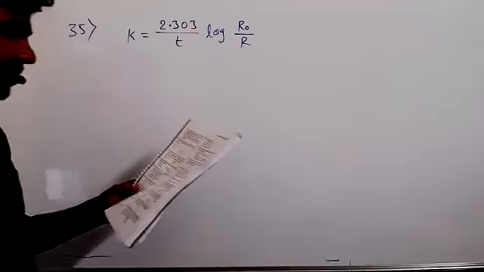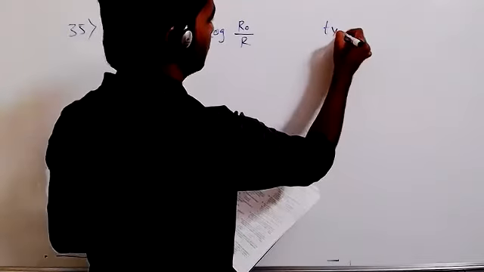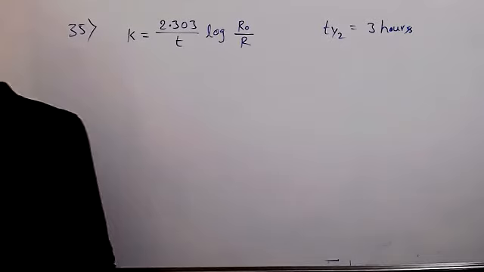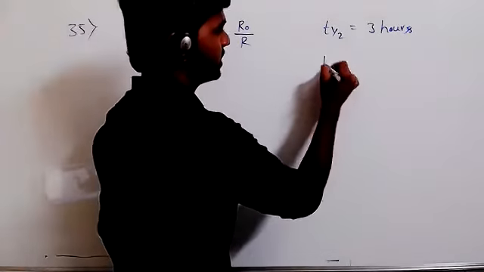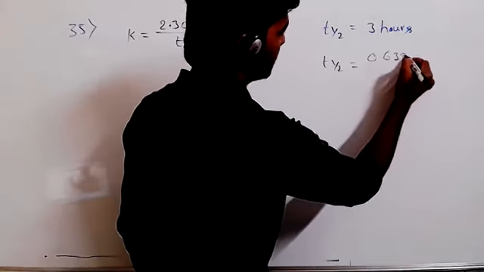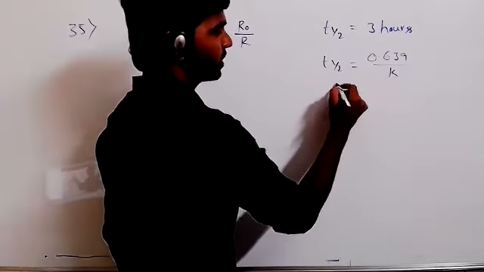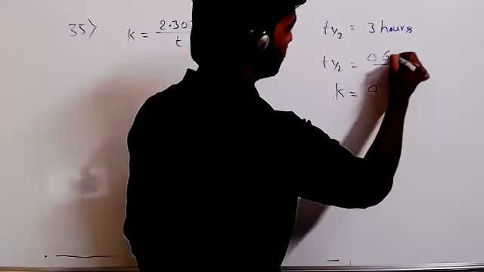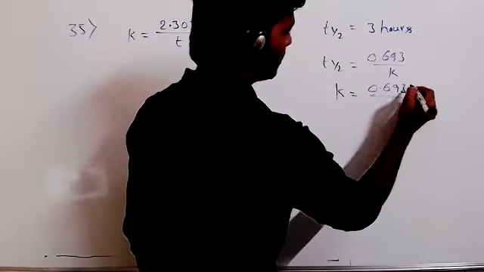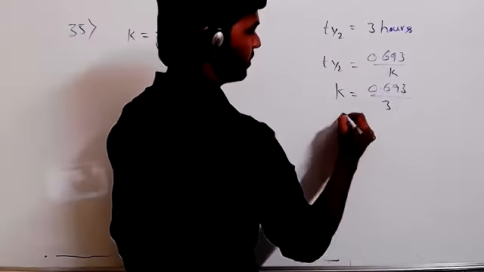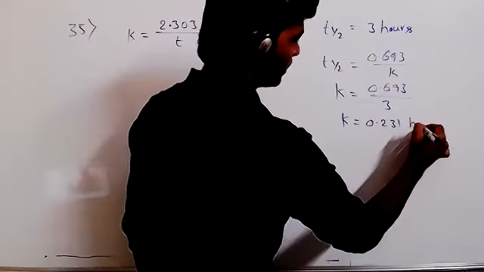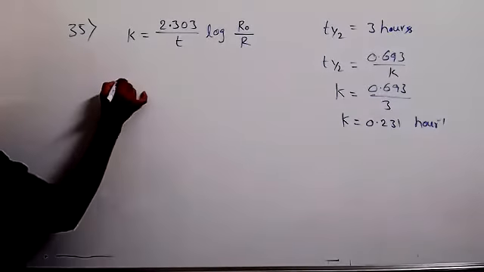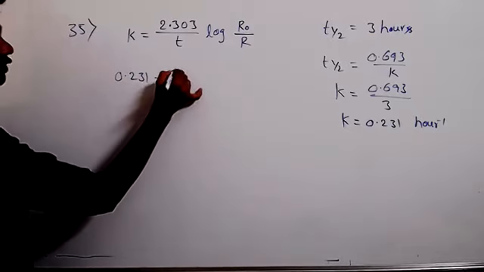And here half-life is given. T half is equal to 3 hours. What is the half-life of a first order reaction? T half is equal to 0.693 by K. So we can calculate from this information. K is equal to 0.693 by t half, and t half is 3 hours. So K is equal to 0.231 per hour, hour inverse. I now have the K value. Substitute here, K is equal to 0.231.